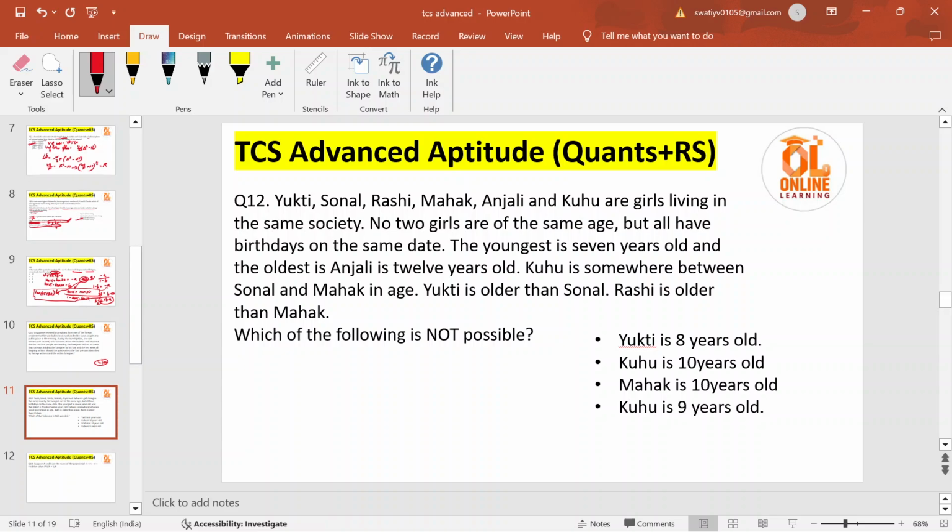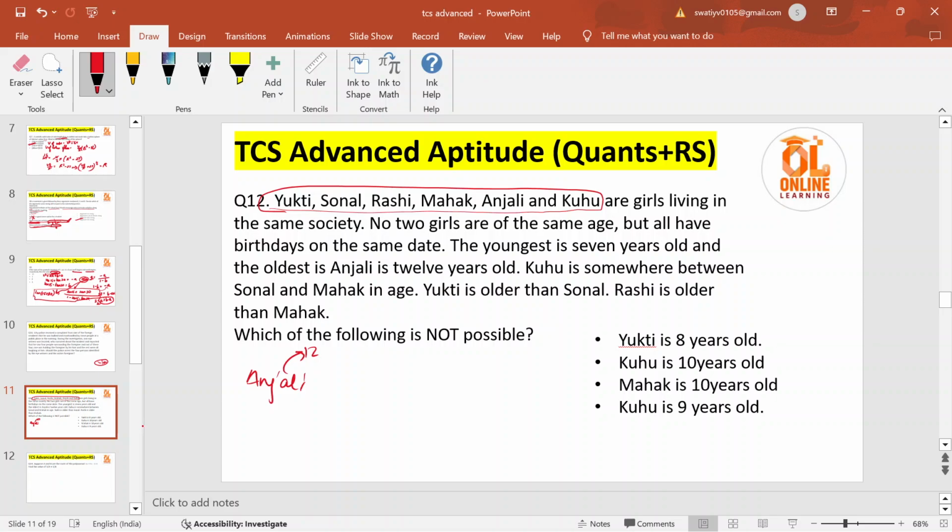So now this is your next question. This is a question of reasoning. So yes, this is your question number 12. Yukti, Sonal, Rashi, Mohak, Anjali and Kuhu are girls living in the same society. No two girls are of same age, but all have birthdays on the same date. The youngest is 7 years old and the oldest is Anjali, that is 12 years old. Now you can see that the youngest one is 7 years old and there are total 6 girls only. Then can I say all of these girls have an age gap of 1 year?